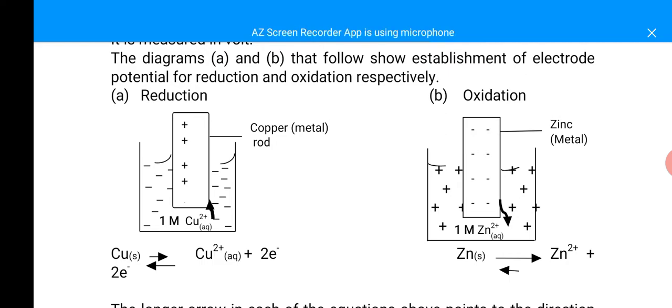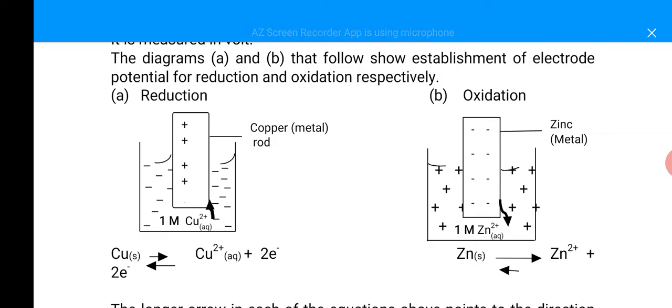That is the work done that is required to drive the electron from one point to another. When you have the interface between the copper rod and the solution of its salt, which is copper sulfate, the energy that will be required to drive the electrons in between that will be positive.